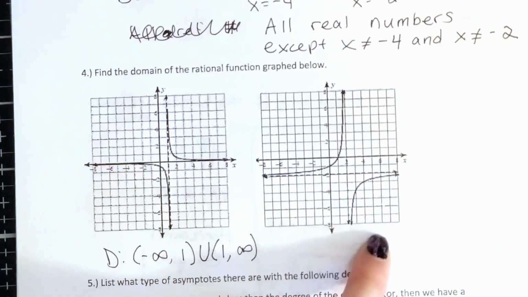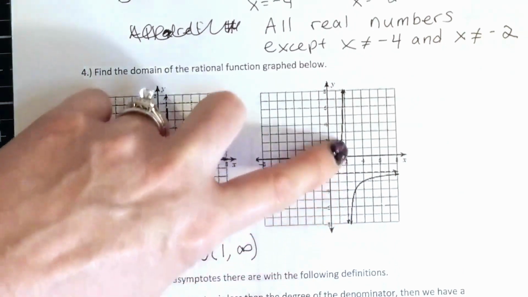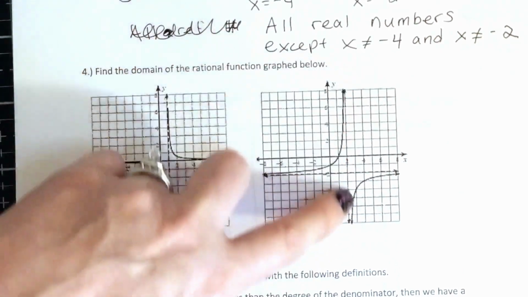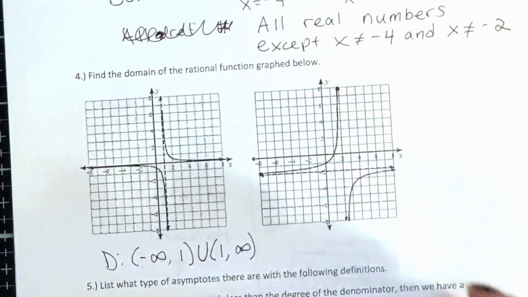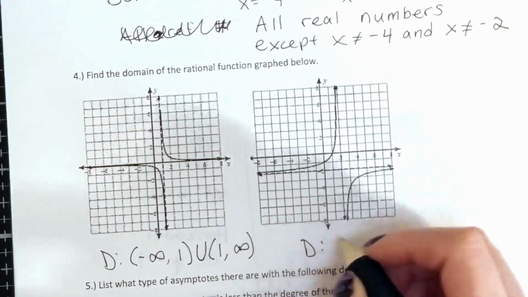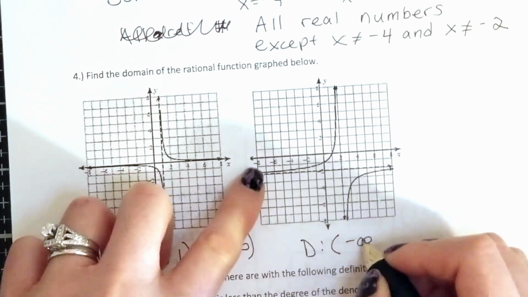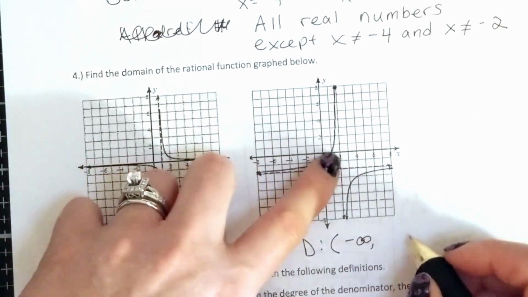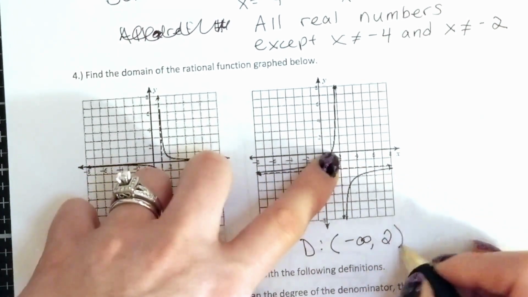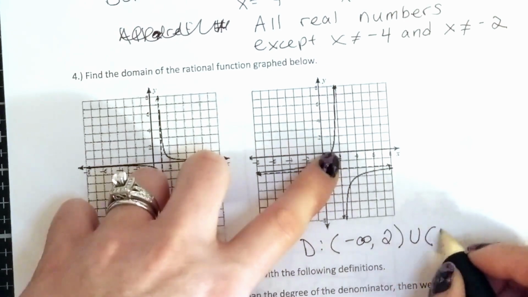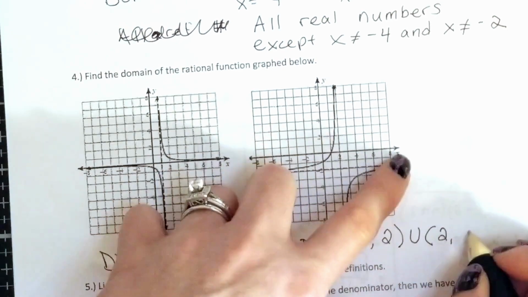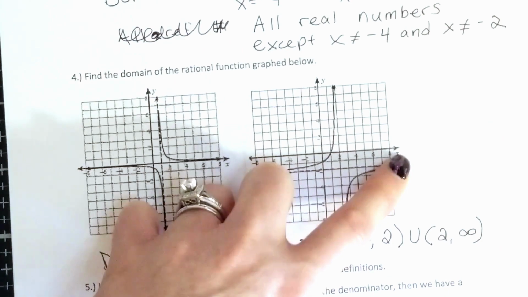Okay, second picture of the graph, you can see I have a vertical asymptote right there going through 2. So this is fairly similar to the other one. So we will start at negative infinity. The graph continues up until 2. And then it will pick back up at 2 and continue on to infinity.